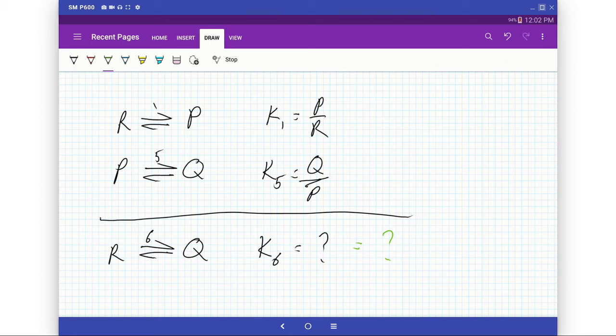Anyone want to offer an answer to this, please? K6 is Q over R, that is correct. And how does that relate to the other equilibria? Anyone else? Jada has K1 times K5, right. It is simply the multiplication of those two. So when I add chemical reactions, I multiply their equilibrium constants.